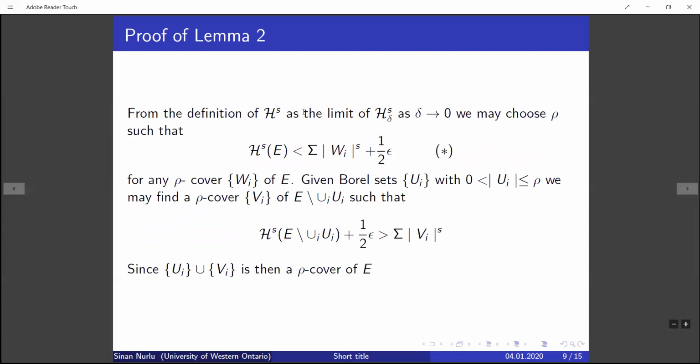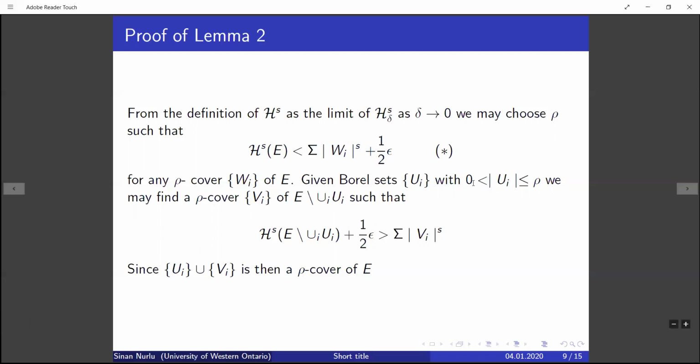Because of the definition of Hausdorff measure, which is an infimum over deltas and rho covers, this always holds, because this is the infimum over such sums already. And this could be equal, because if E was just these sets, then we would have equality, but we are adding an epsilon, so this inequality always holds. So this is always strictly larger for any rho cover W_i of E.